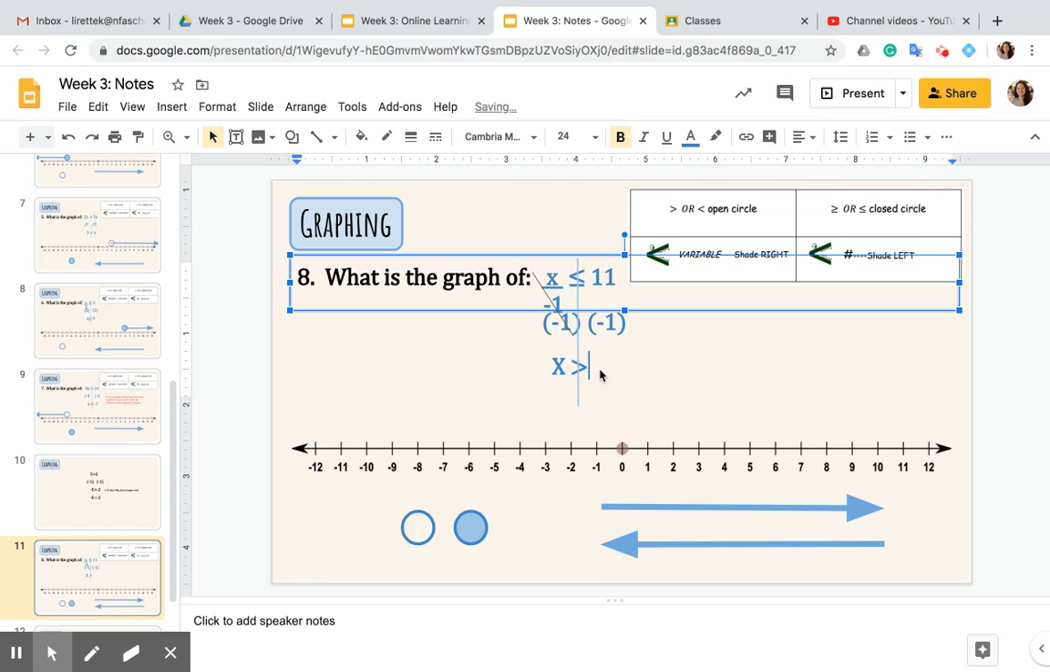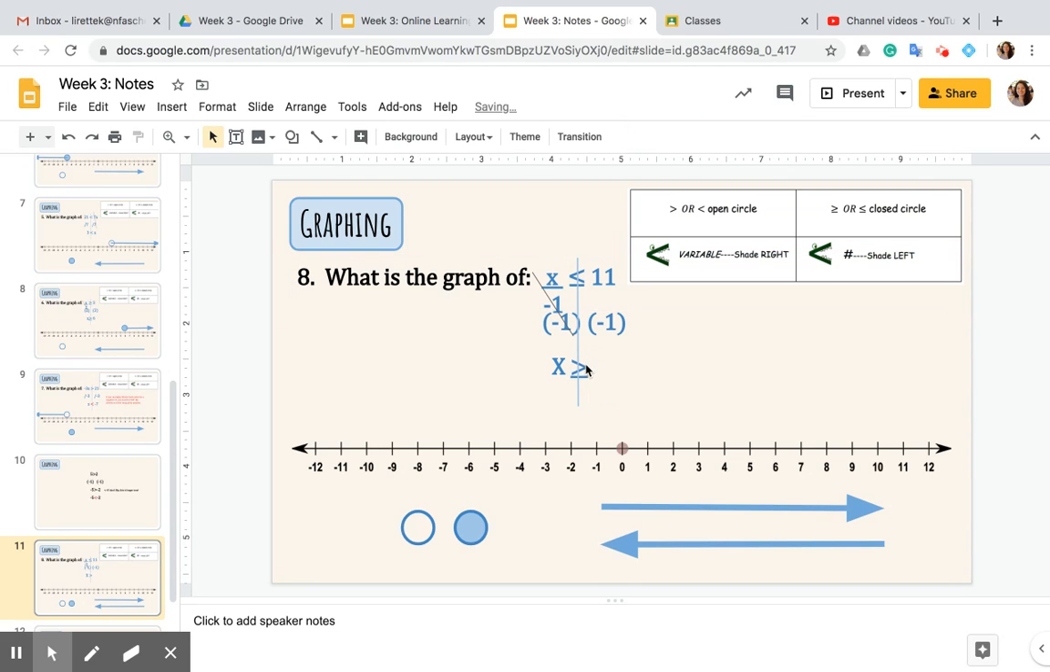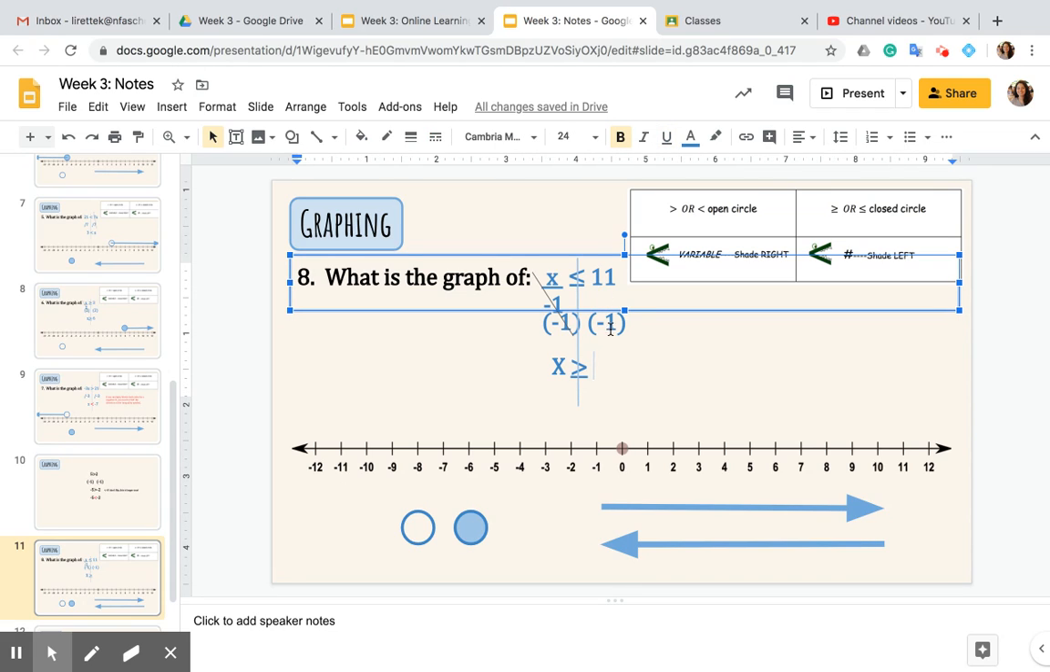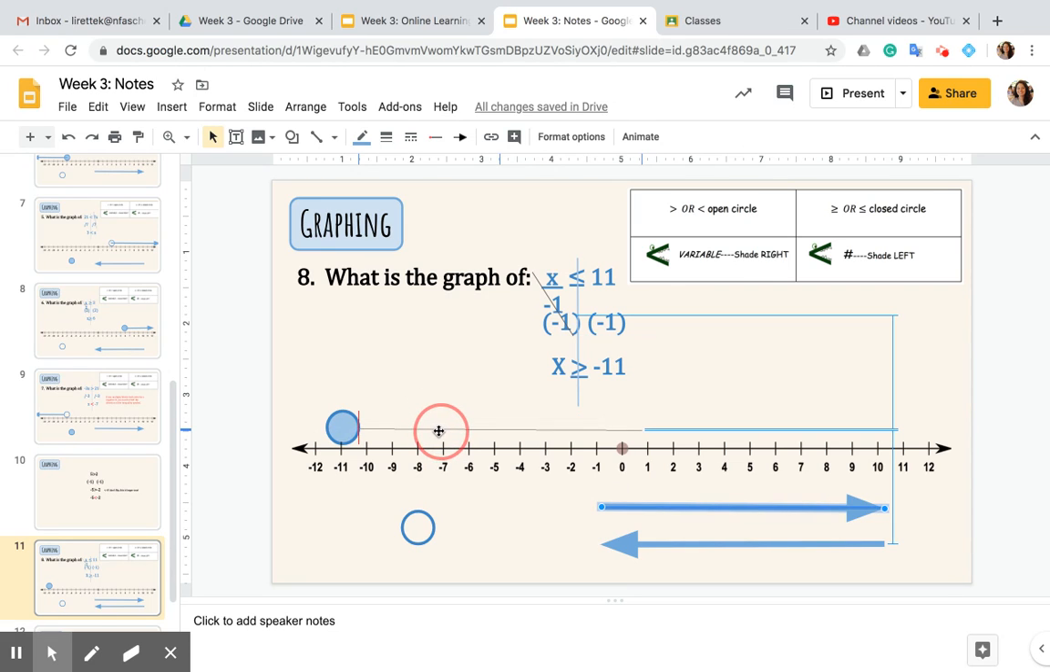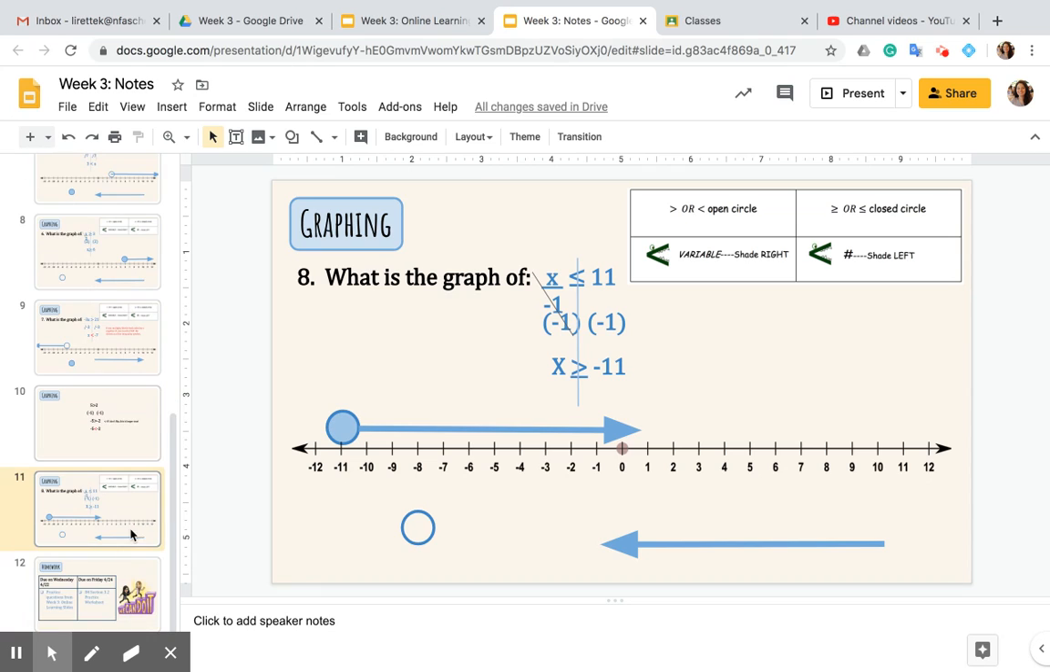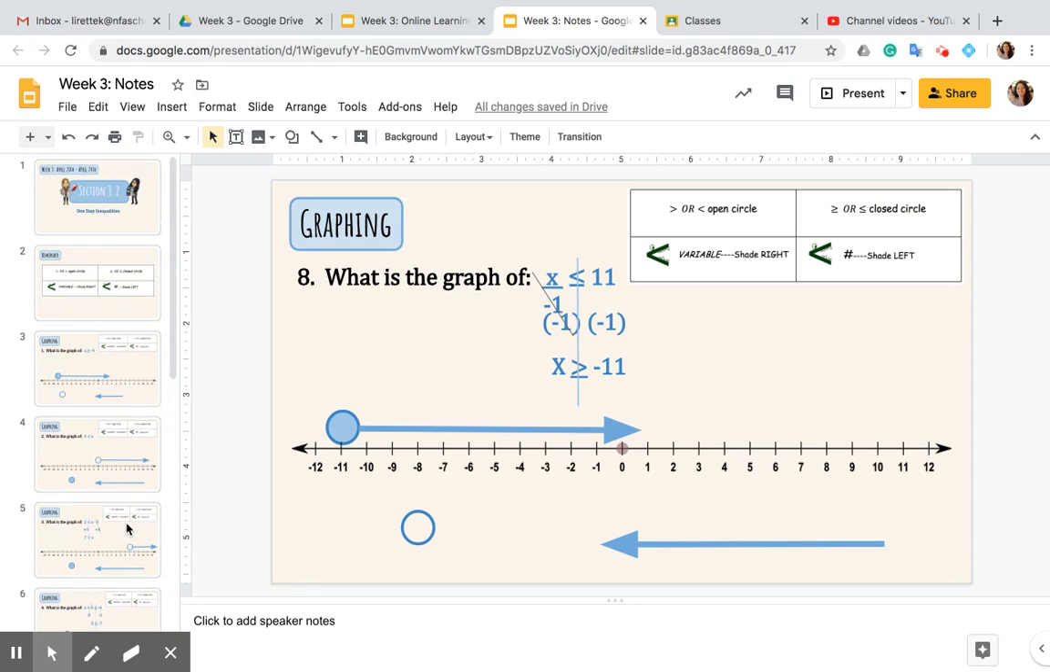And I'm also going to have to make sure that this symbol has an underline, so it still has a bar underneath. And on the right, I'm going to multiply. 11 times -1 is -11. Now I graph. Above the -11, I want a closed circle because there's a bar underneath my symbol. The mouth is now eating the variable, which means I shade to the right. Done. Okay, so those are all of the practice slides that I'm going to cover with you for the notes.